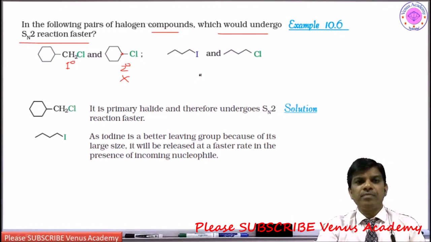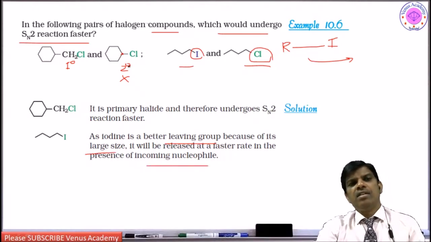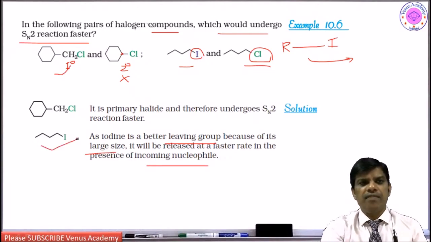So when it comes to alkyl iodide and alkyl chloride, which is going to lose iodine easily or chlorine easily? Yesterday I explained the bond length, which is more for carbon-iodine. So the bond length in alkyl iodide is more, so this iodide easily goes off, and iodine is a better leaving group because the bond length is very high compared to chlorine. Because of its large size, it will be released at a faster rate in the presence of an incoming nucleophile. Right, students? So the iodide compound undergoes SN2 reaction faster.